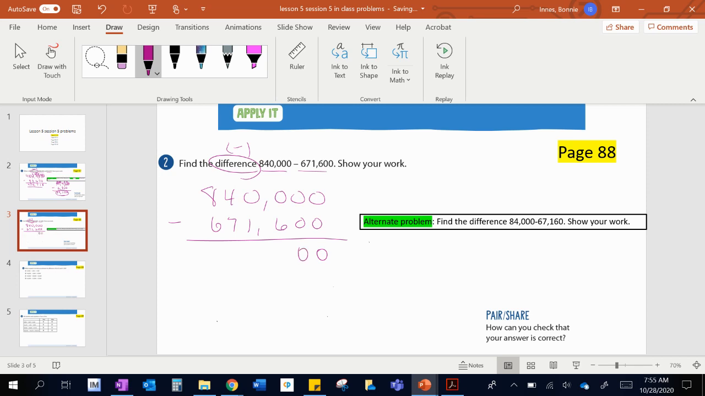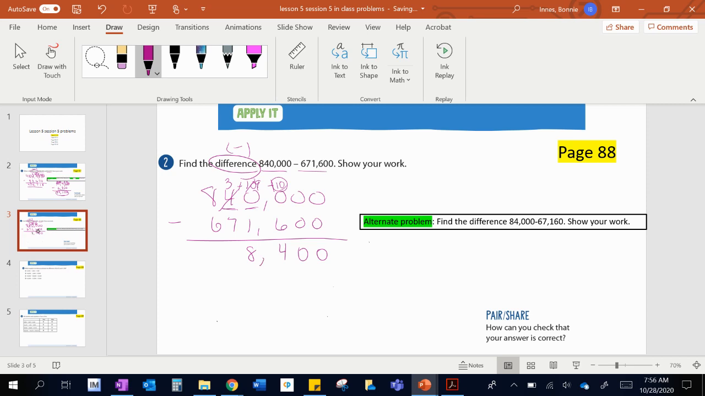I can't do that. So I'm going to hop on over to my thousands place to try to get a group of 1,000. I can't do that, turn it into 100. So I need to go to my 10,000 spot. So my 4 10,000s is going to be 3 10,000s plus 10 thousands. So I have some thousands now to give over to my hundreds. So my thousands can become 9 thousands plus 10 hundreds. So 10 minus 6 is 4. 9 minus 1 is 8.